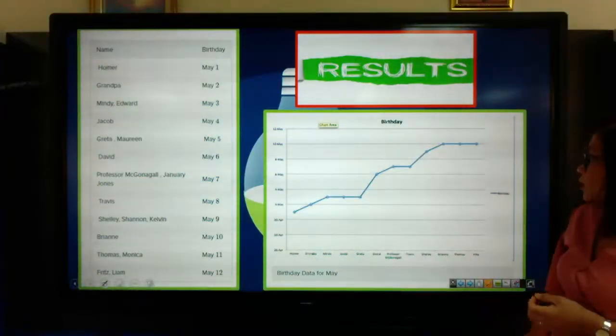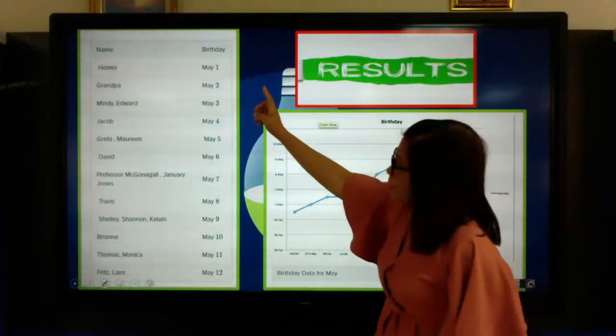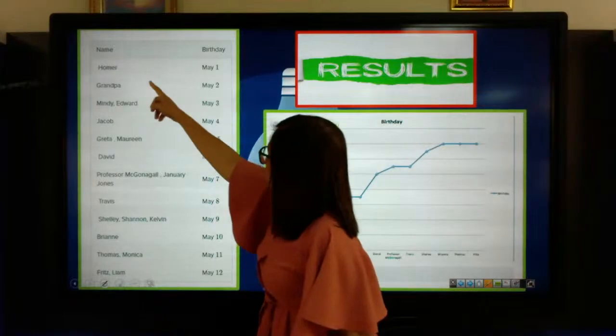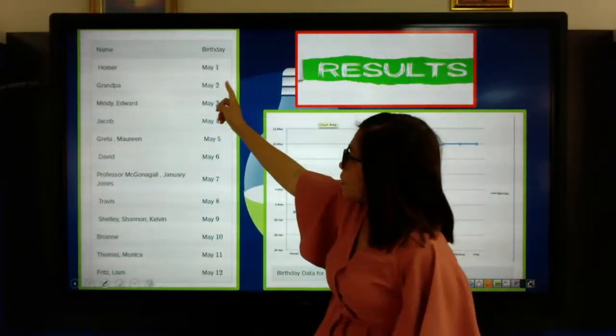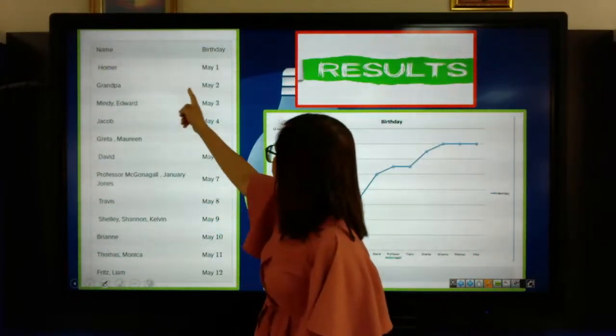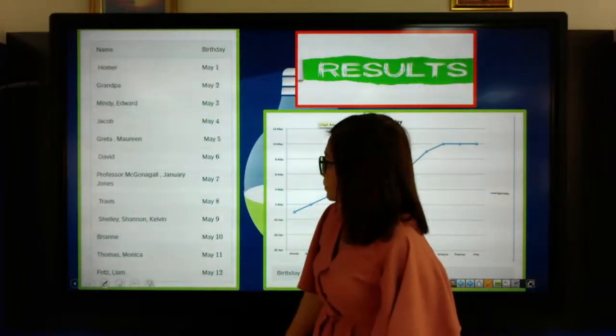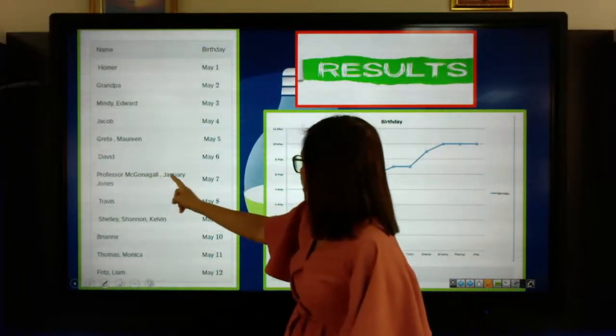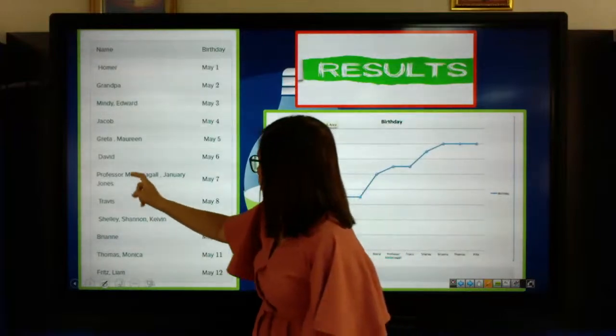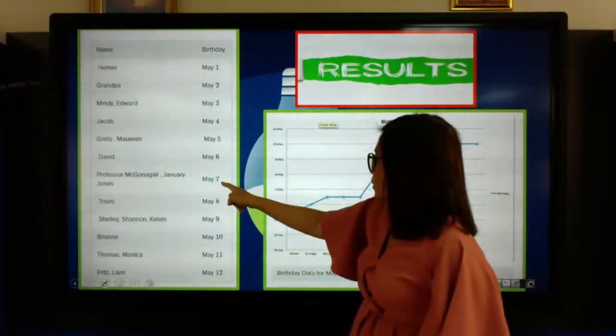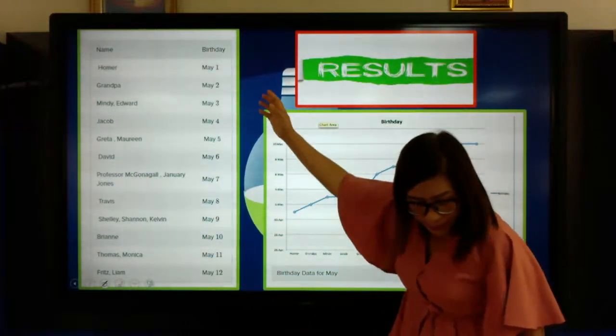This is the application. So this is, for example, name Homer. The birthday of Homer is May 1. The birthday of Grandpa is May 2, and many more. Professor McGonagall, January, and also Jones, their birthday falls on May 7. So this is the result.